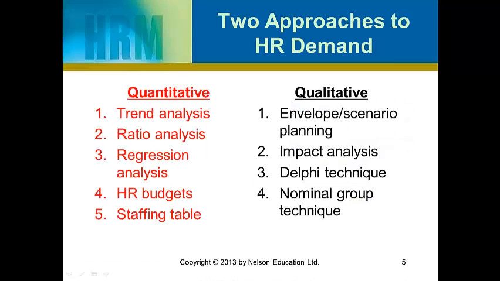So fundamentally, there are two approaches to determining HR demand. One is quantitative in nature, and the other is qualitative in nature. So we're going to explore each of these areas. Quantitative is trend analysis, ratio analysis, regression analysis, looking at HR budgets, which is a dollar figure, and staffing tables. All of them are numeric in nature. Qualitative analysis involves using management judgment and creating scenarios and creating the what-if situation.